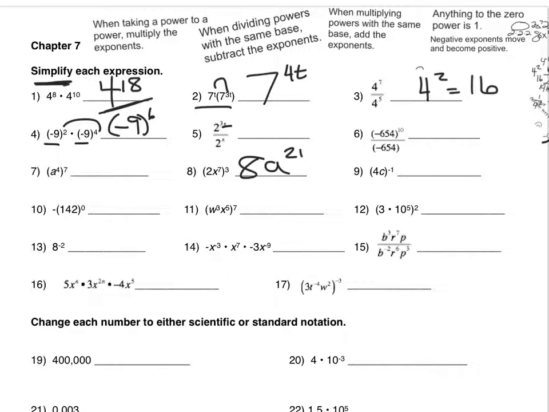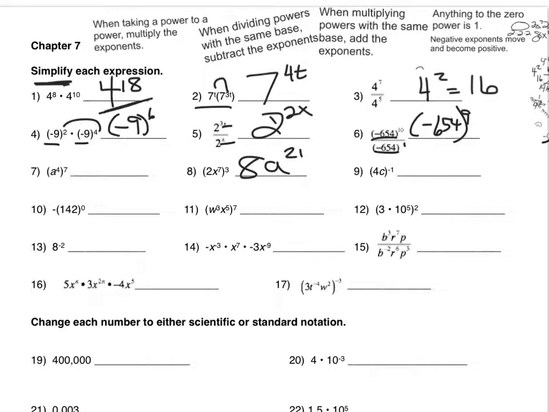So 3x minus 1x is 2x, so we have 2 to the 2x power. For number 6, we also have dividing with the same base, so we're going to subtract the exponents. In the denominator, we have the first power, so 10 minus 1 is 9, so we have negative 654 to the 9th power. For number 7, we have powers to a power.